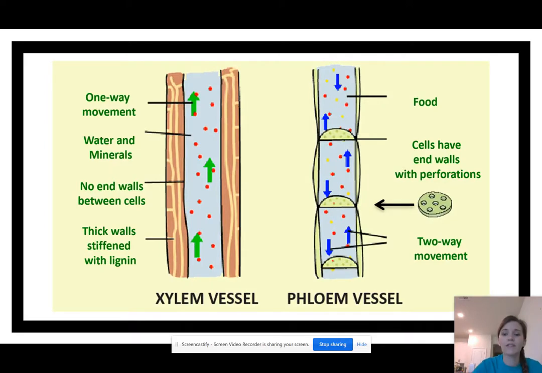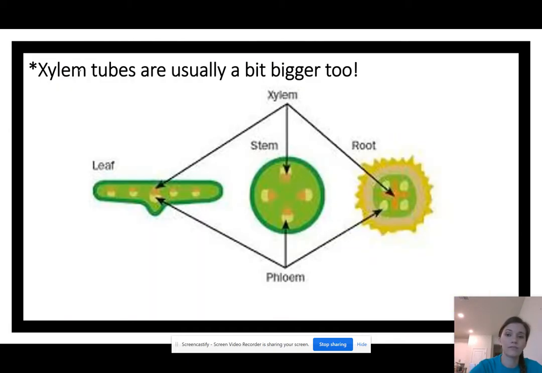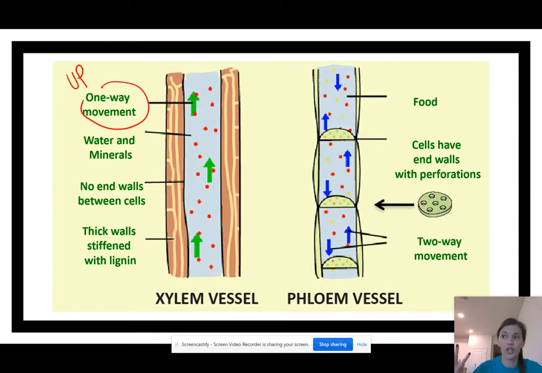Here's a good comparison. So we haven't talked about phloem yet, but the xylem, it is one-way movement. That one way is up. You don't have water going back down to the roots. Water is going up from the roots. It's going to evaporate from the leaves, and it's just going to keep going. So water and minerals. There are no end walls between the cells. So like I said, it's the dead, empty shell of a cell that was once alive. So no end walls, cell walls stiffened with lignin.